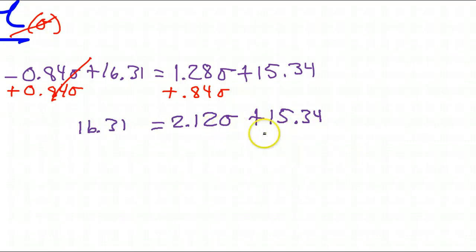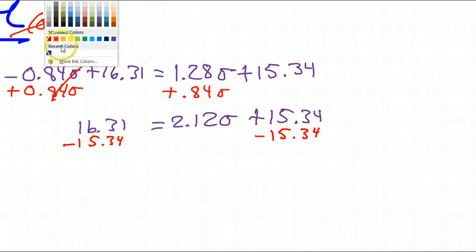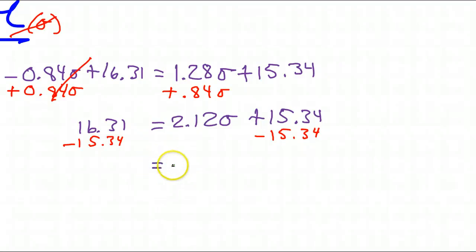I'm trying to get standard deviation by itself now, so I can subtract 15.34 from both sides. So I've got 2.12 standard deviations, and I'll do the subtraction over here. 16.31 minus 15.34. I'm getting 0.97.